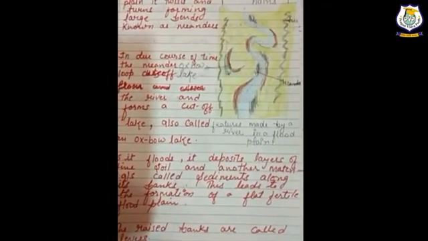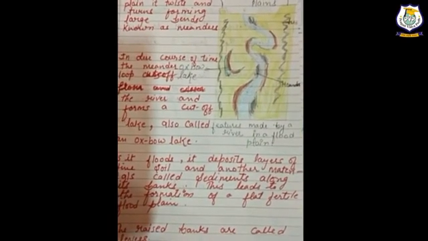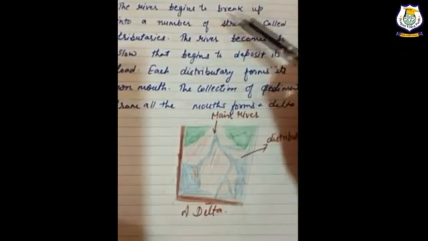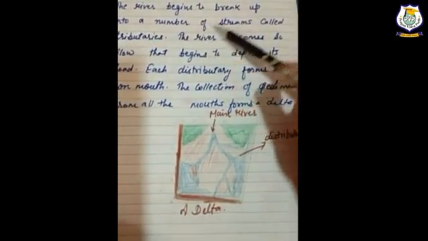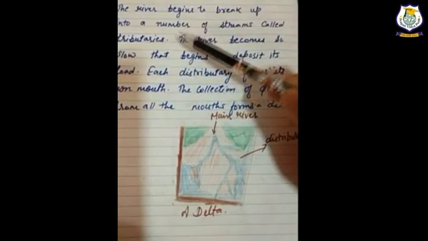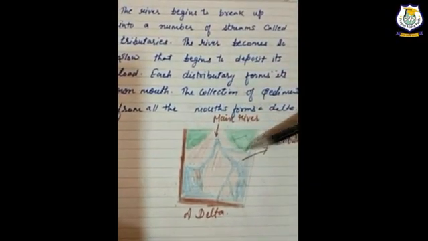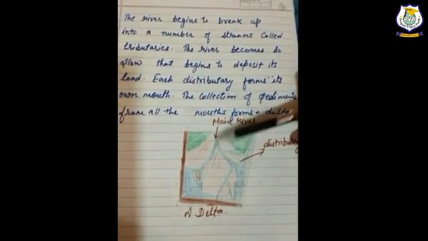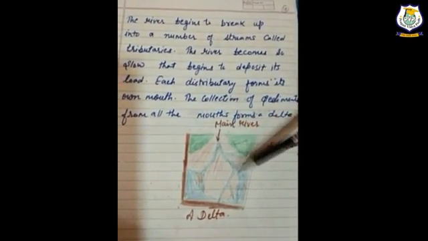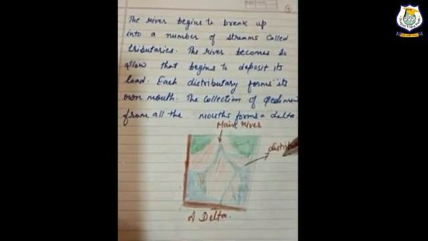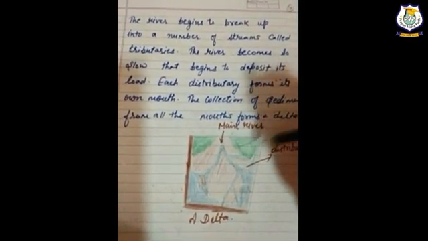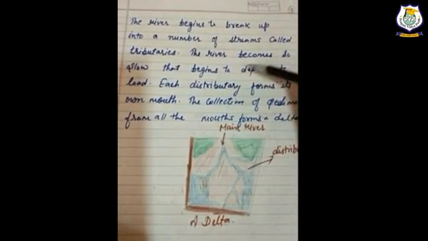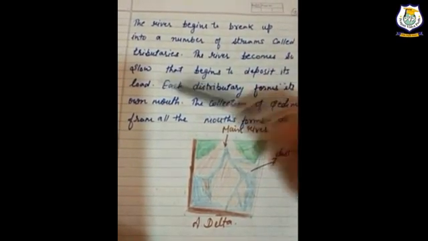As the river approaches the sea, the speed of the flowing water decreases. It begins to break up into a number of streams. With the help of this figure, you can understand this. The main river breaks up into a number of streams, and these are known as distributaries. The river becomes so slow that it begins to deposit its load.